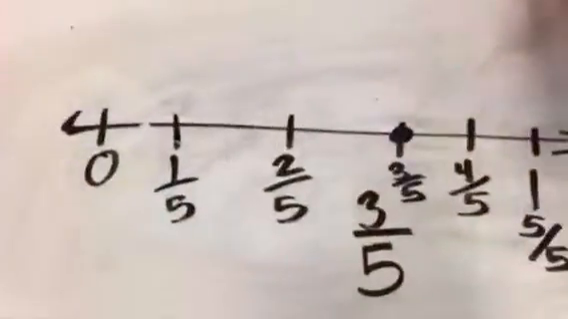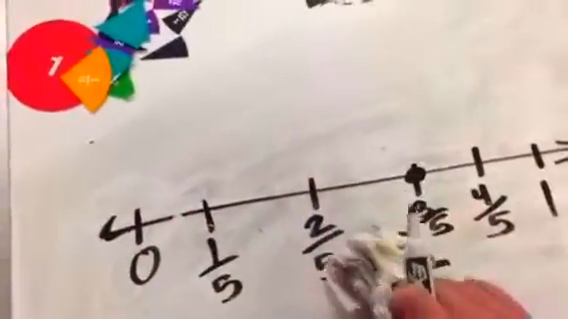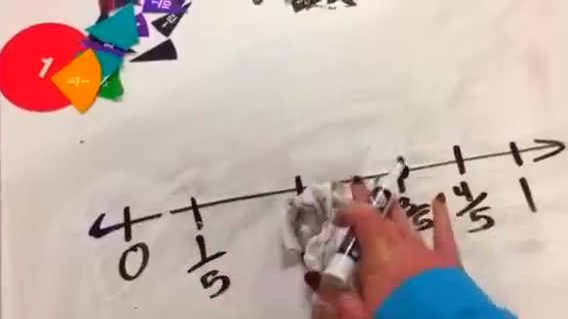Count the spaces. We always count these spaces as one of our pieces. This is 1 piece, 2 pieces, 3 pieces. We don't count those little tick marks to figure out our denominator because that's always going to be 1 off. We always count the spaces. Those are like our pieces in our whole.